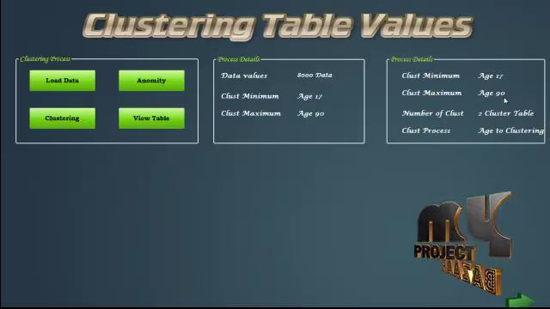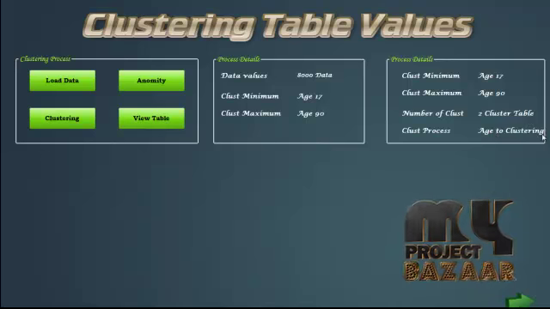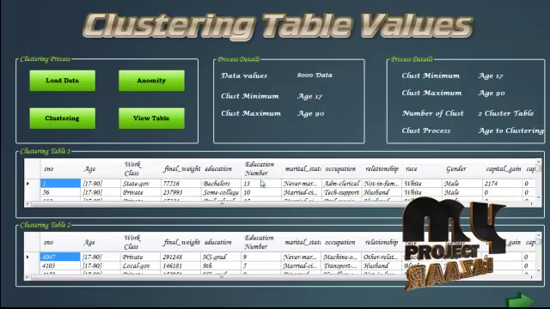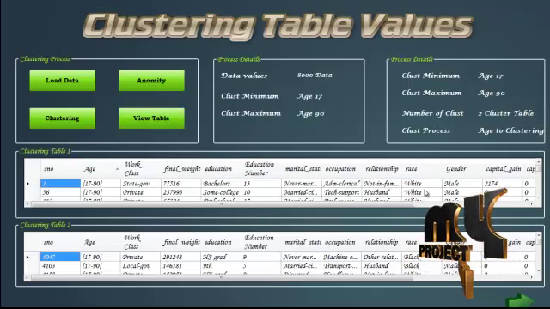This is the number of clustering processes: two types of numbering clustering table and age clustering process. Click the table view. These are the two types of clustering table view, the first type clustering and the second type clustering. Then click the next button.